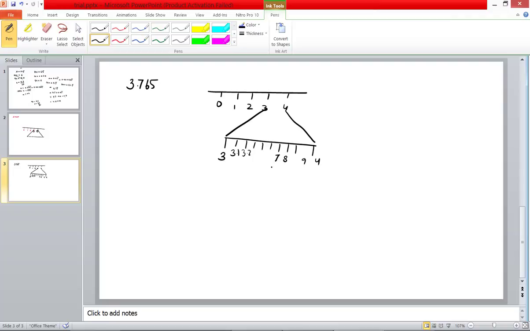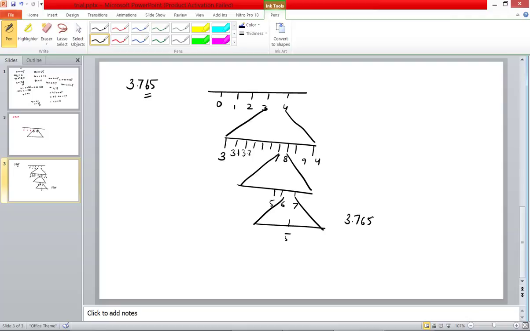Obviously this will lie between 3.7 and 3.8, so I will further magnify this part. On further division, this will be 5, this will be 6, this will be 7. I will look at the 6th value because this is greater than 6 but less than 7. Then I will magnify this part. And further on, I will look at the middle value for this. So this would be 3.765.